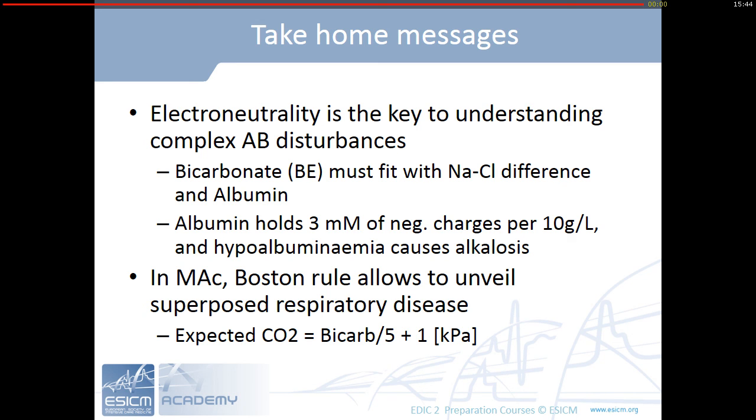Then look whether this gap is explained by albumin and properly filled with bicarbonate. If not, look for strong acid. In all cases of metabolic acidosis, calculate the appropriate compensation by the simple Boston rule, because there could be a superimposed respiratory component which can help you further, as demonstrated in the obstetric case. That's all from my side, and thank you for your attention.